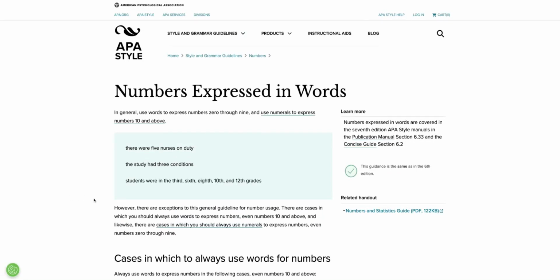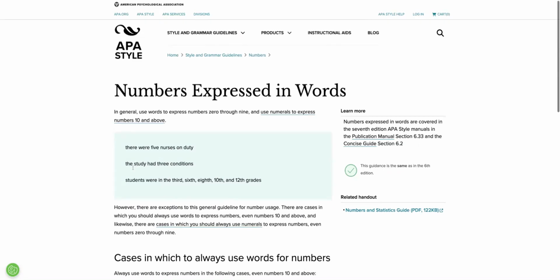So the general rule of thumb is that if the number is below 10 or a single digit number, then you should write it out as a word. So your examples here were five nurses on duty. The study had three conditions. Students were in third and sixth grade. See, both of those are spelled out. And eighth grade. So all those are single digit numbers.